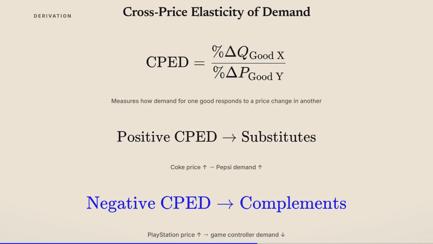The magnitude matters too. Close substitutes like Coke and Pepsi have high cross-price elasticity. Weak substitutes like coffee and energy drinks have lower values. Businesses use this data constantly. A supermarket chain might analyze cross-price elasticity to decide whether to put peanut butter on sale to boost jelly sales.